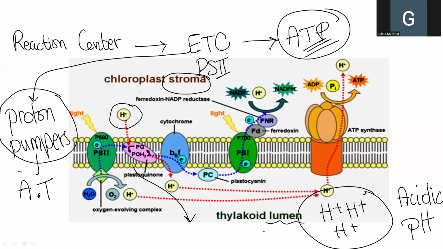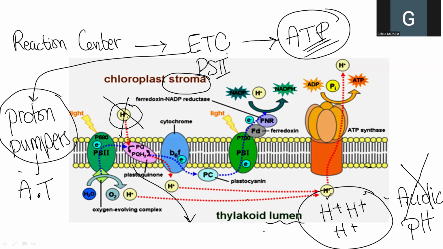And needless to say, as I said before, when I talked about the question that comes frequently on the test: what happens if you prevent pumping of protons using a chemical, for example, that blocks these proton pumpers? If you block pumping of protons, you wouldn't have accumulation of protons inside the thylakoid lumen, and therefore you wouldn't have an acidic pH. You would have a less acidic pH, maybe neutral or even alkaline.